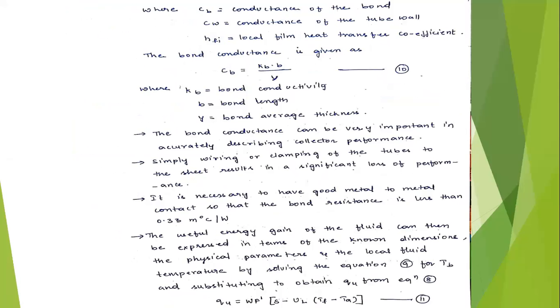In the previous equation, we see some terms. These are the abbreviations of the terms. CB means conductance of the bond. CW means conductance of the tube wall. Resistance and conductance are opposite in nature. HFI is the local film heat transfer coefficient. The bond conductance CB is given by the formula KB into B by Y, where KB is the bond conductivity, B is the bond length and Y is the bond average thickness.